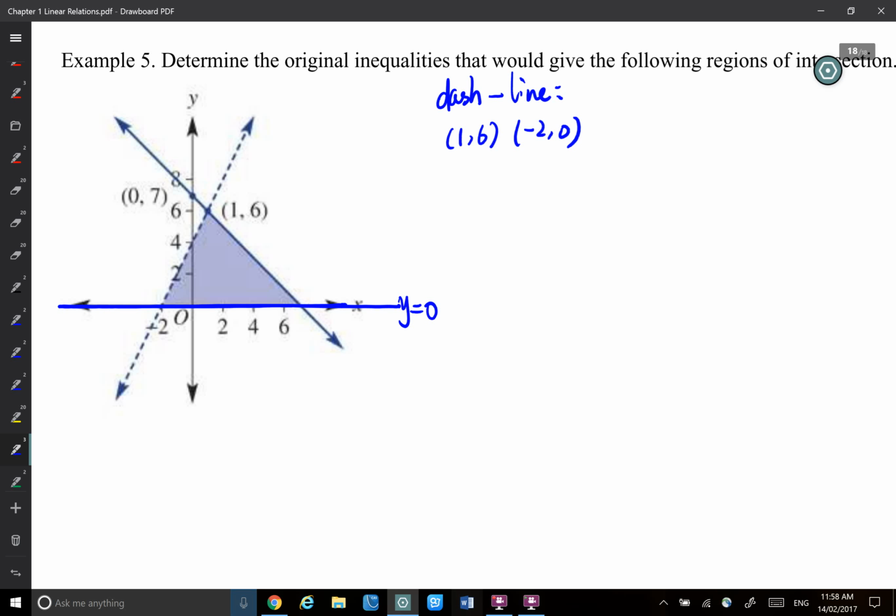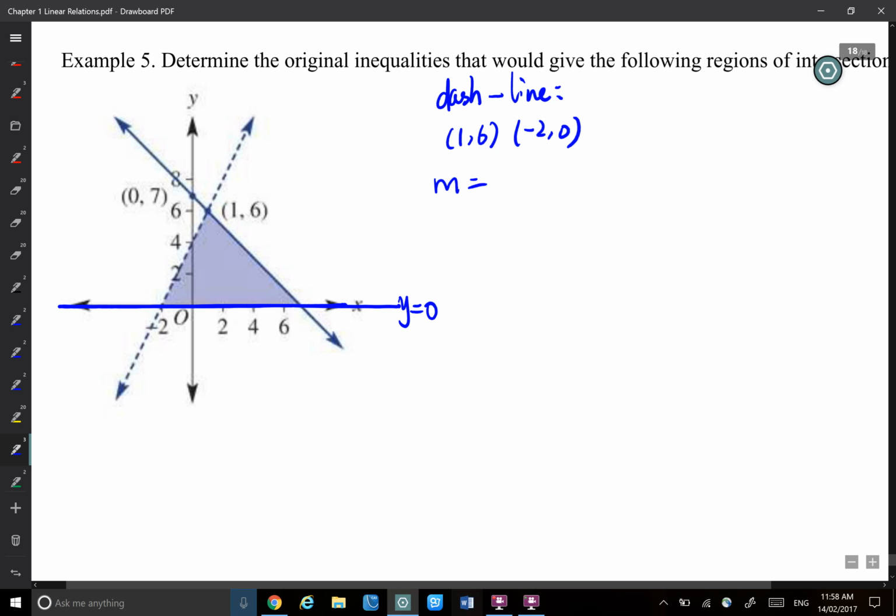So we want to find equations for that line. Remember how we find equations for those lines. Do we know the gradient? We don't know the gradient, so we need to find it. The gradient is y2 minus y1, so 0 minus 6, over x2 minus x1, negative 2 minus 1. So m equals negative 6 over negative 3, and m is 2. So the gradient of this line is 2.